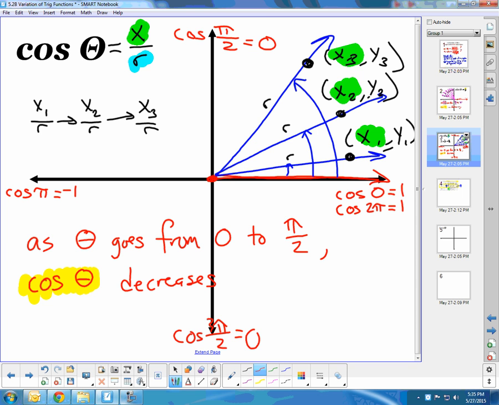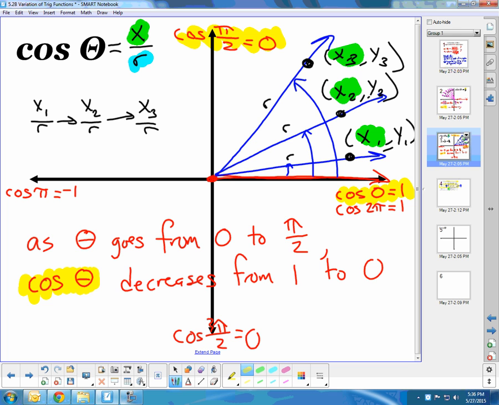It's getting smaller. If I have a ratio, a fraction, x over r, my numerator is getting smaller, my denominator is staying the same, the overall value is getting smaller. And I can even say it more specifically. Not only is cosine of theta decreasing, but it's decreasing from 1, because that's the output for cosine of 0, to 0, because that is the output at pi over 2. And so that's why I can say that as theta goes from 0 to pi over 2, cosine of theta decreases from 1 to 0.